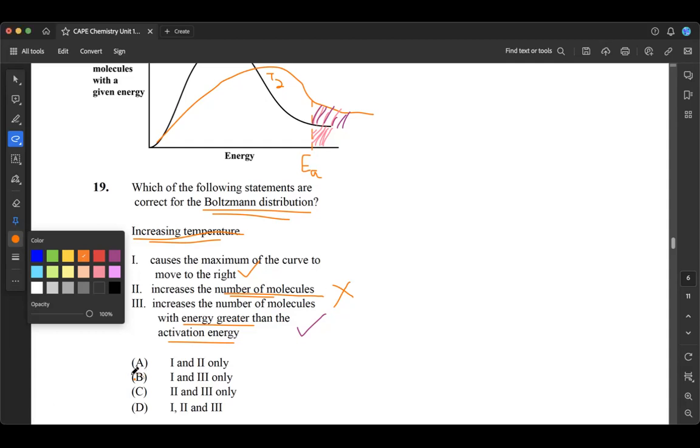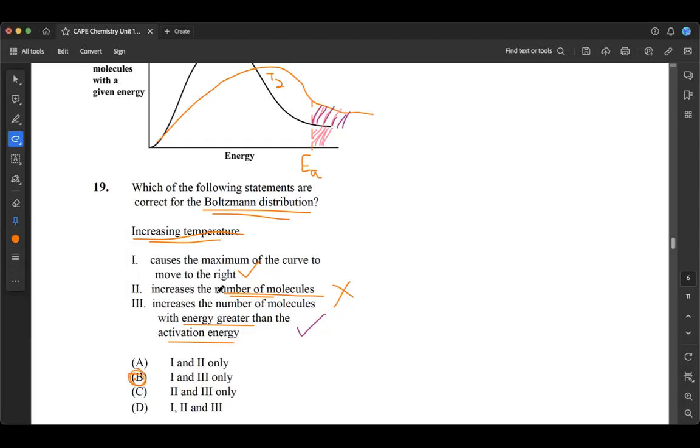Remember we had said that it's 1 and 3 only. 2 doesn't count because we can't change the number of molecules by just changing the temperature. That's not how it works, right? It's kind of a closed system and we already have X amount of molecules in it. And so by changing the temperature, we're not going to change the number of molecules. But what will happen is that we'll change the number of molecules that are already in there with energy that's greater than the activation energy. So what we can change is the energy of the molecules that are already there, and we can make it so that they are able to exceed the activation energy, okay? So the answer for 19 is B.